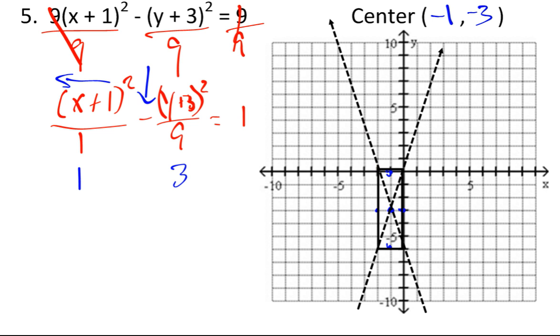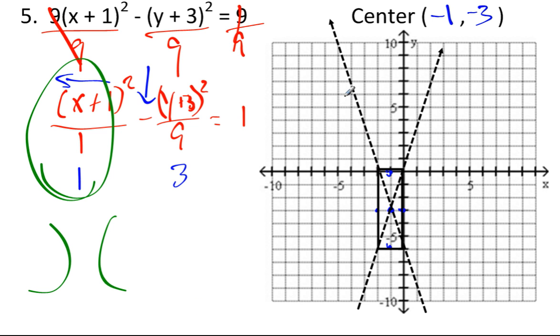Alright, we're ready to draw our curves. The x is in front, so that means we're going left and right. So again, we're going to follow our asymptote, hit that vertex point, move on along the asymptote. Swoop. And there you go.